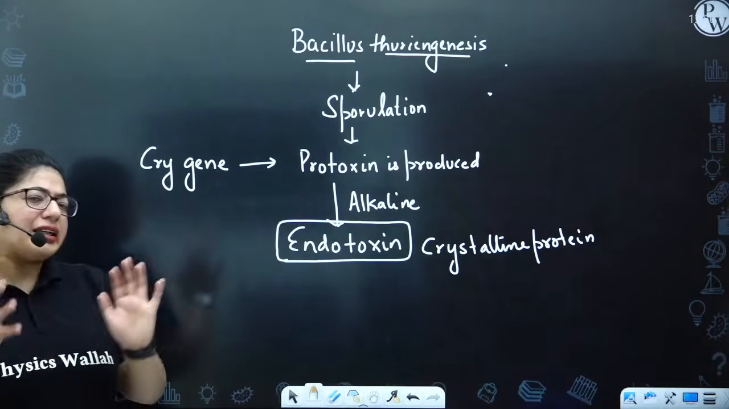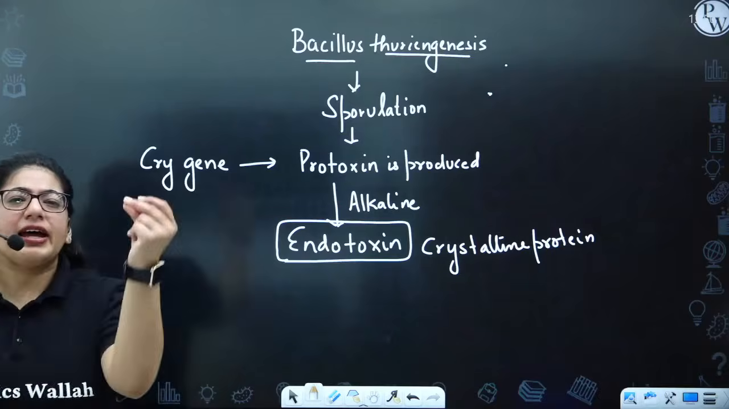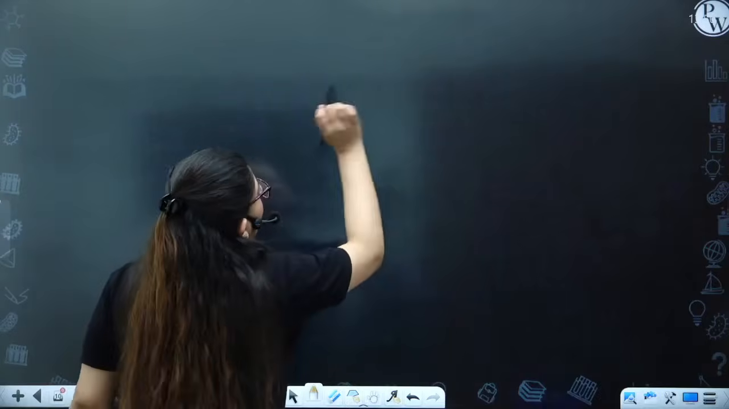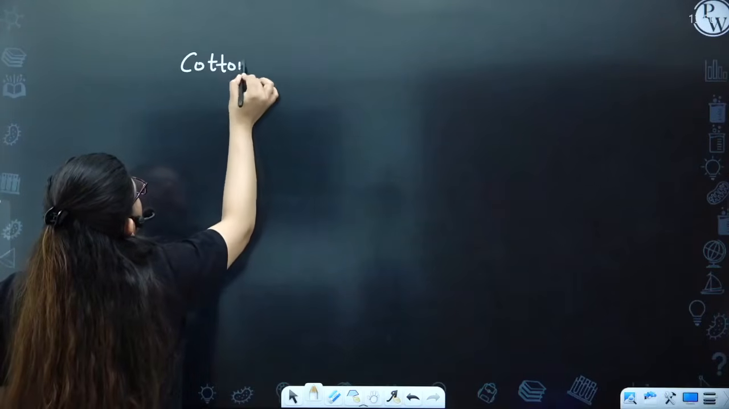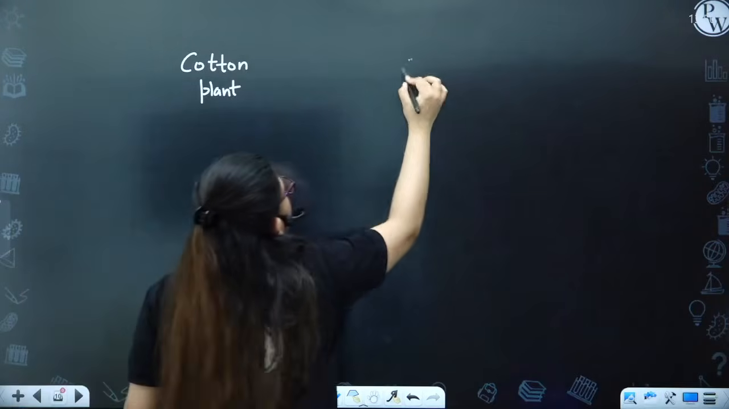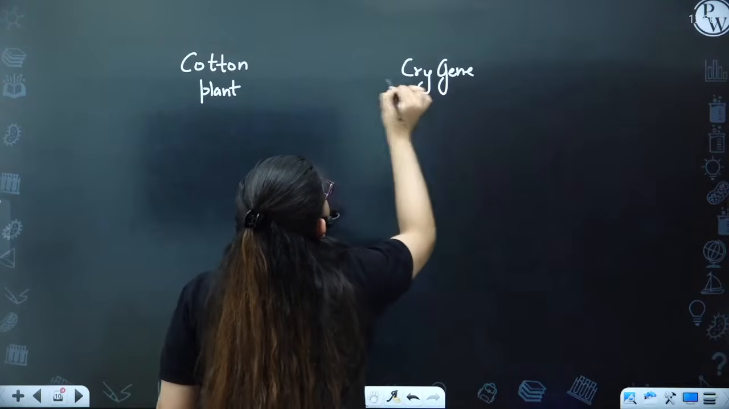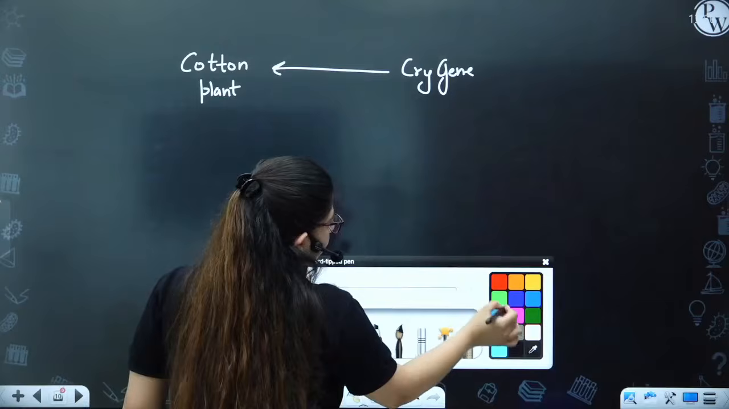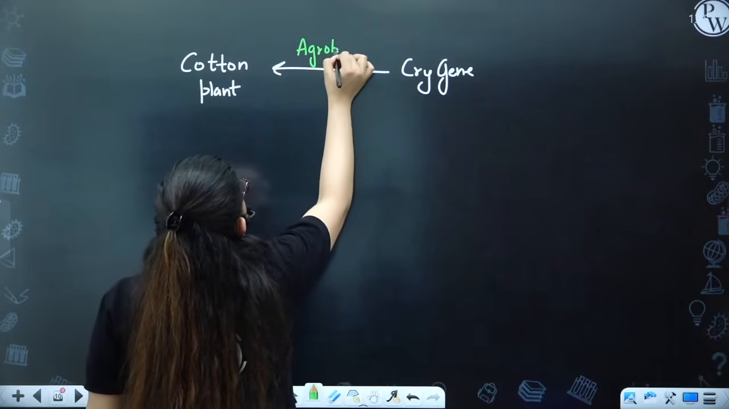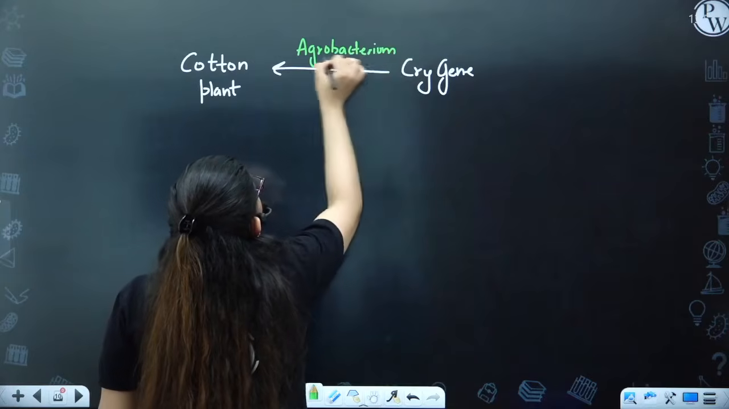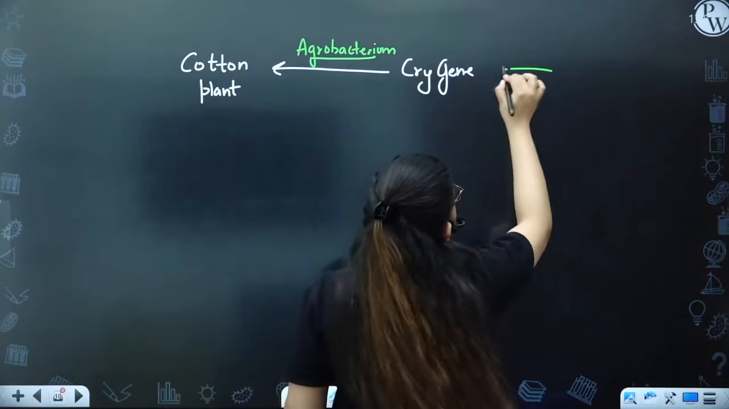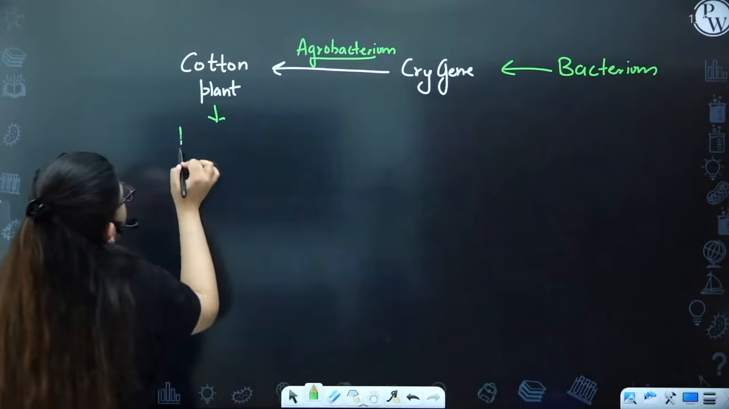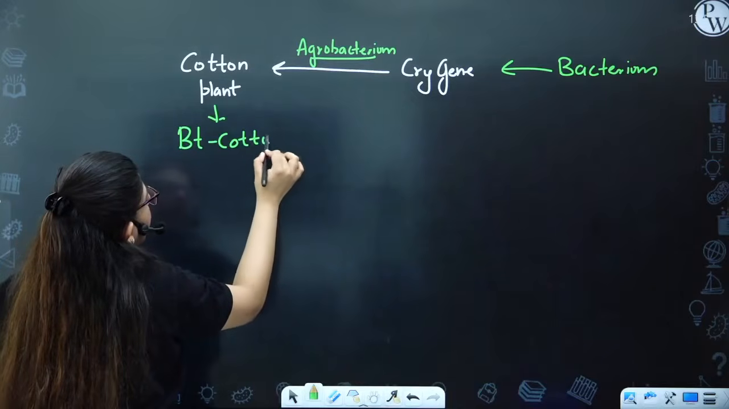So we saw that bacteria have this gene, and this gene produces toxin. Let's add this gene in our cotton plant. So what we did, we took our cotton plant, we took the cry gene, and we added this in our cotton plant, by using, definitely you know that, agrobacterium. By using agrobacterium, we added the cry gene. From where have we taken the cry gene? From bacteria. We added it into our cotton plant. Now this cotton plant becomes BT cotton. It becomes BT cotton. Okay.